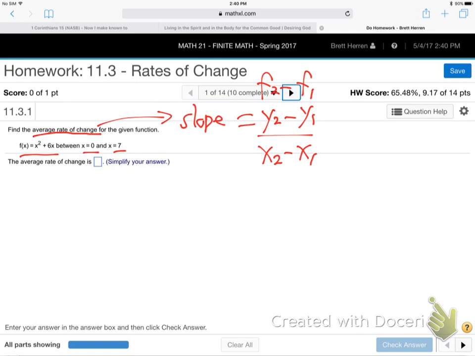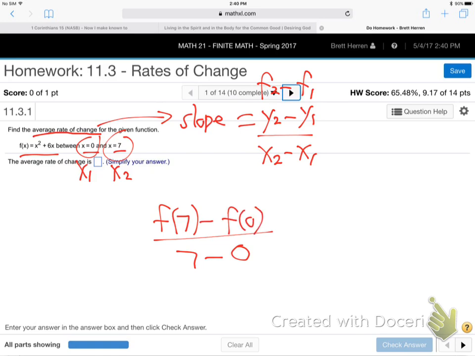Remember? Function values are y values. So what does that mean? X is 0 and X is 7, that's my denominator. This is X1, this is X2, so 7 minus 0, X2 minus X1. Good with the denominator so far? Now what do you do on the top? F of 7 minus F of 0. Why? Because F values are Y values.